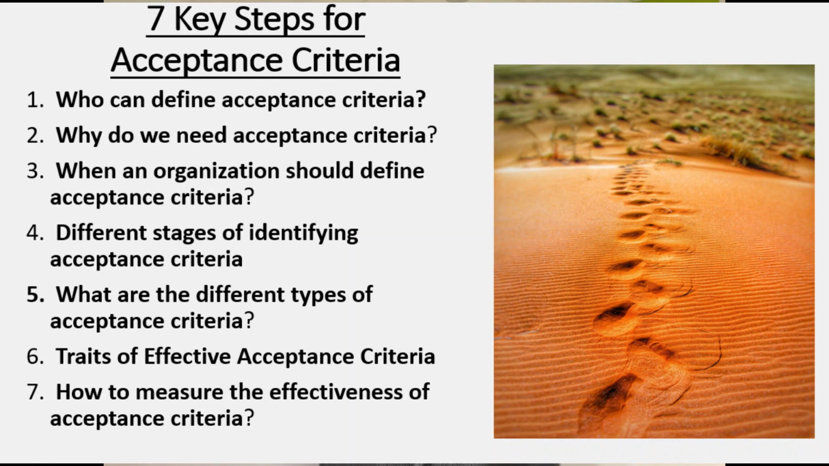So if I summarize everything, I talked about who will decide the acceptance criteria, when the organization has to decide the acceptance criteria, why the organization has to decide the acceptance criteria, what are the different stages in which acceptance criteria has to be decided, what are the different types of acceptance criteria, and finally, what are the different traits which are required to show whether acceptance criteria are working or not.